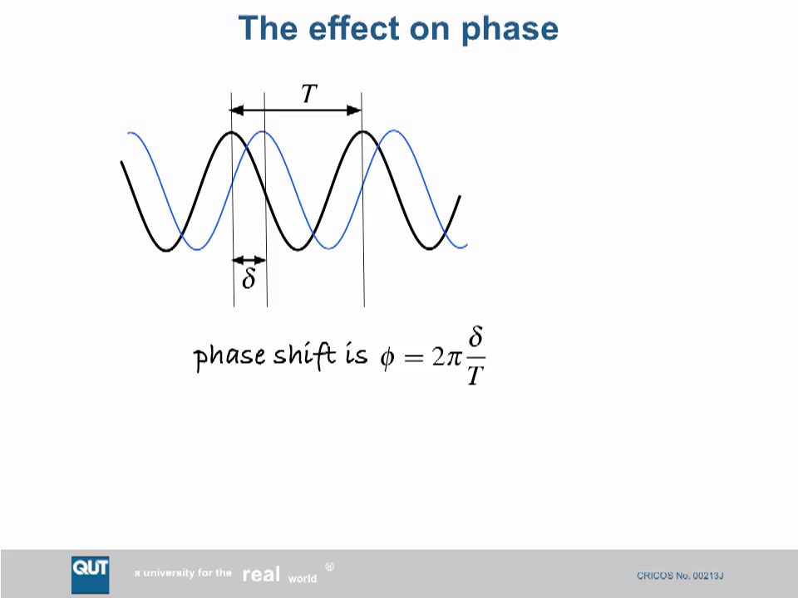So the phase shift as an angle is delta over capital T, where delta is the delay that we've introduced into the signal. All right? We know that that's true.